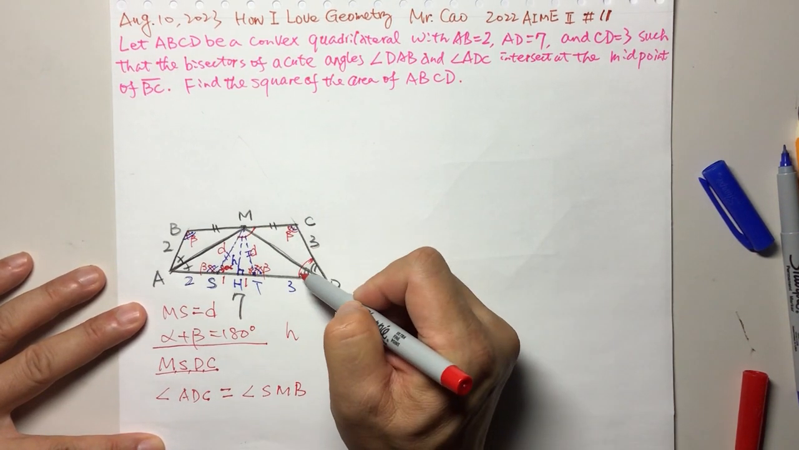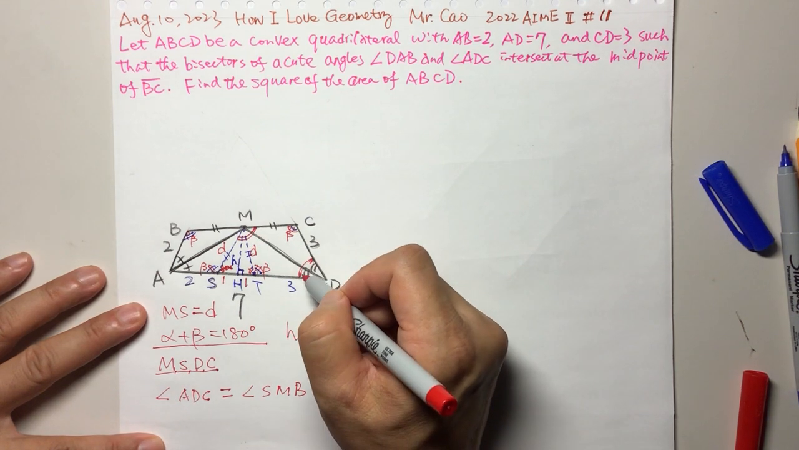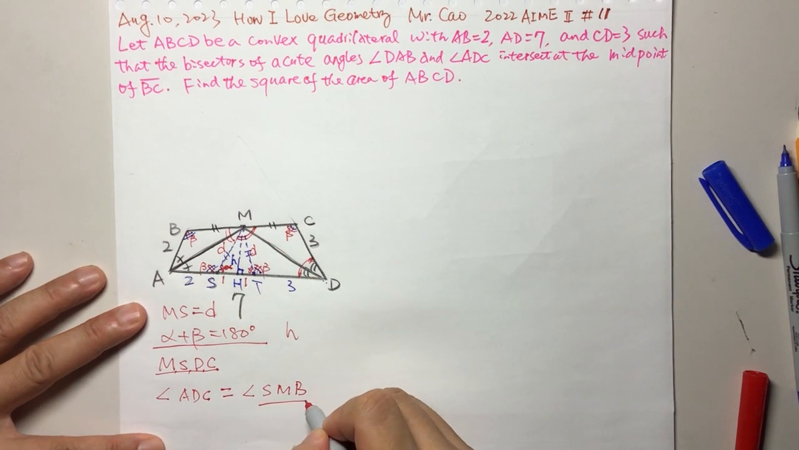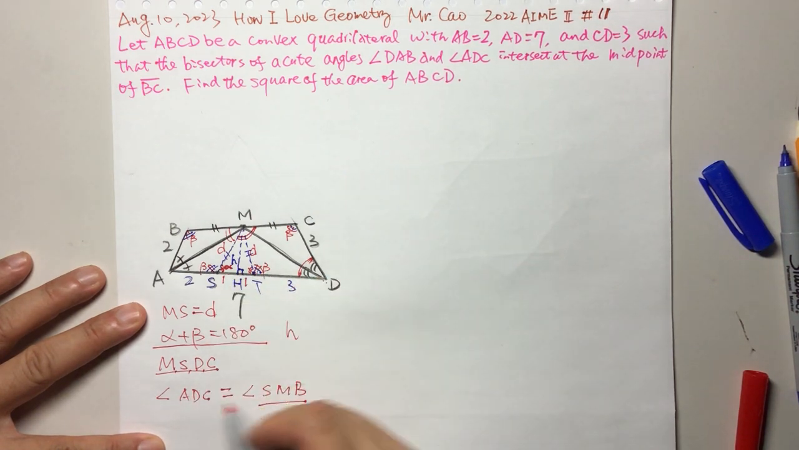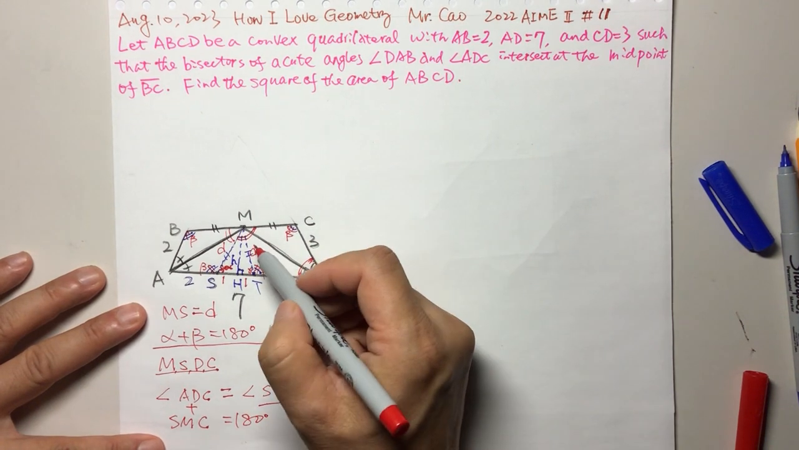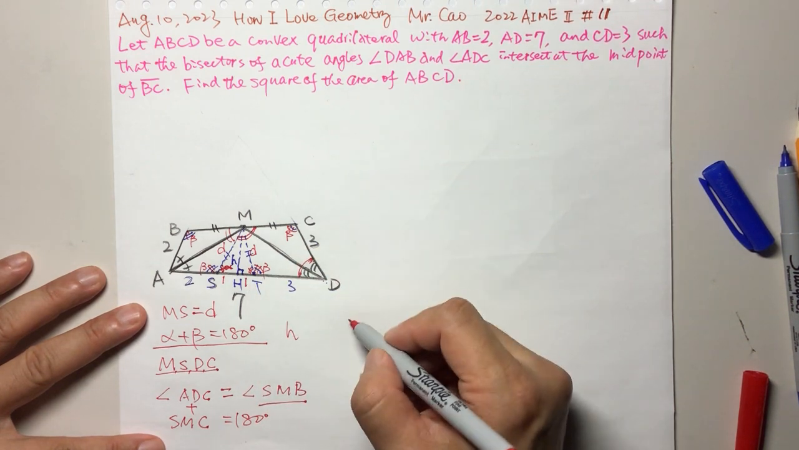All of this one plus this one is 180 degrees, right? And this angle SMB plus the angle SMC is 180 degrees, right? So this one plus this one equals 180 degrees. So it means this angle, and we know the angle, which one?